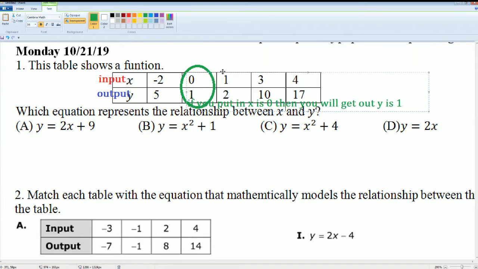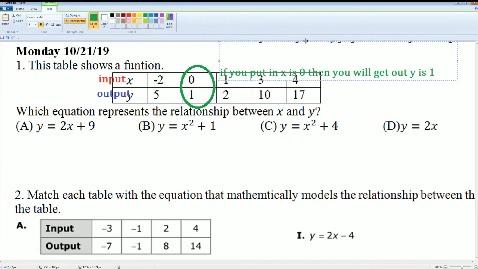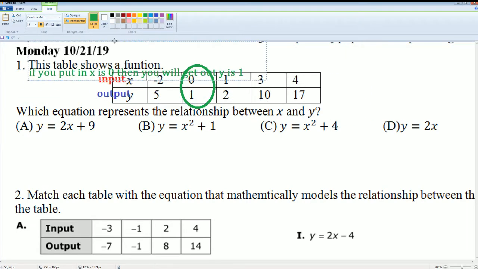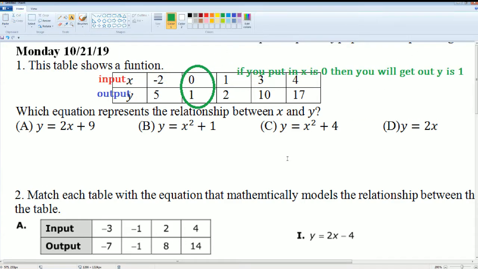Let's see if I could find room for this. See, it works. Oh, nope. Okay. That's what that means. Is there room? Hopefully there's room here. Alright.